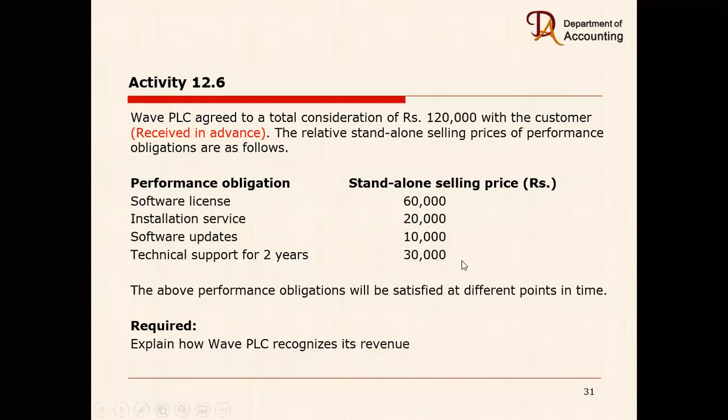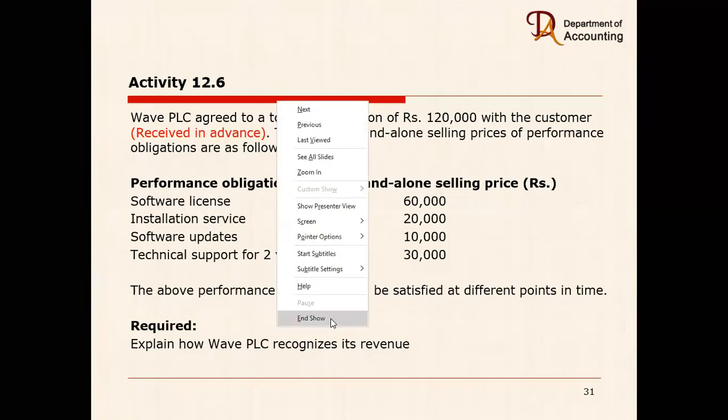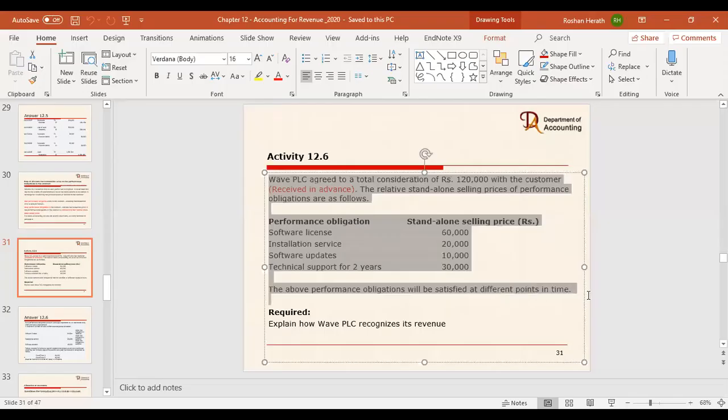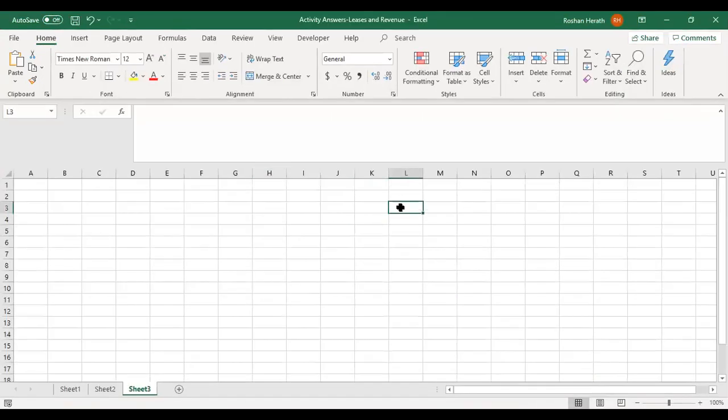So how do you do that? Out of this 120,000 that you had received, you can recognize 60,000 for the software license. Initially you recognize the entire amount as a kind of advance. That's what the question says. If I want to take this to an Excel sheet and show you, this is a pretty straightforward story. You need to just get that.